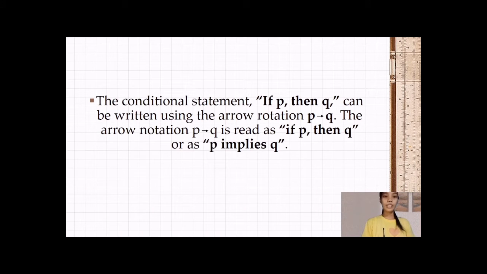The conditional statement if P then Q can be written using the arrow notation of P and Q. The arrow notation of P and Q is read as if P then Q, or as P implies Q.